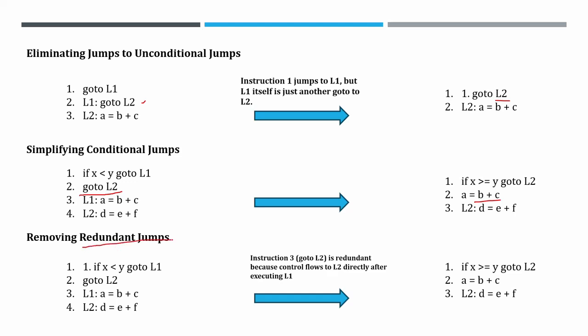Then removing the redundant jumps. This is also important. Here, if x is less than y, go to L1. If this becomes true, it will go to L1. Otherwise, it will go to L2. Instead of having this go to L2, we can even have a statement here itself, right? Yes. So instruction 3, go to L2, is a redundant one, because the control will be directly going to L2 after L1. So we can eliminate that also. This is flow control transformation.